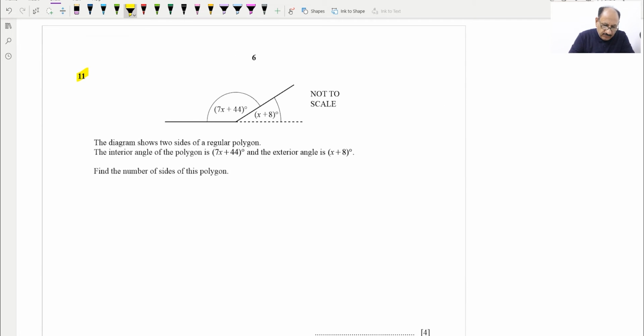Question number 11. Diagram is not to scale. The diagram shows two sides of a regular polygon. Regular polygon, this is important. The interior angle of the polygon is this one, and the exterior angle is x plus 8. So the exterior angle is also given. Find the number of sides of the polygon.